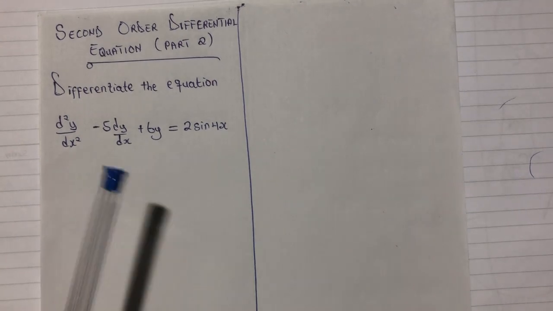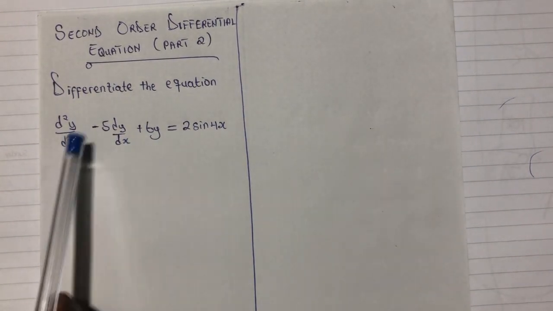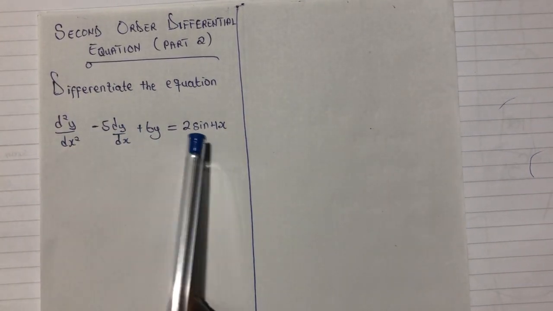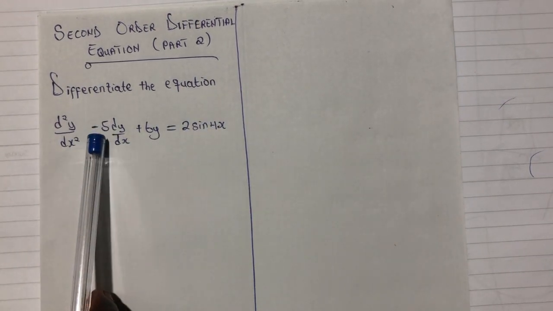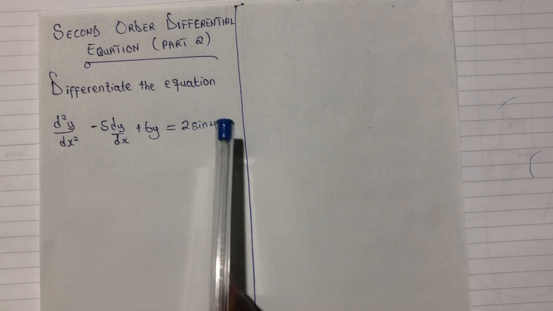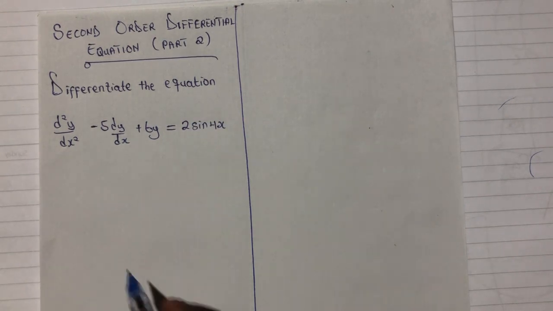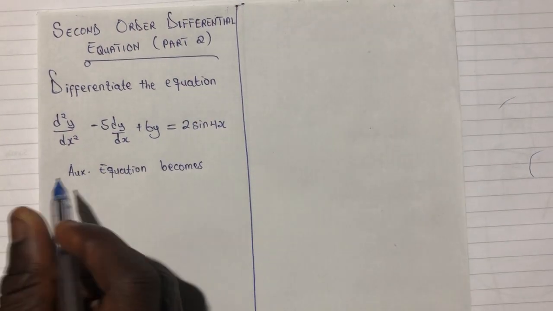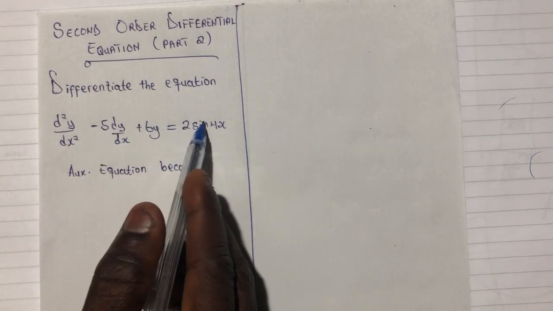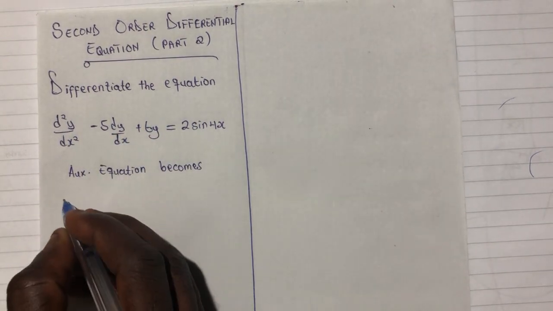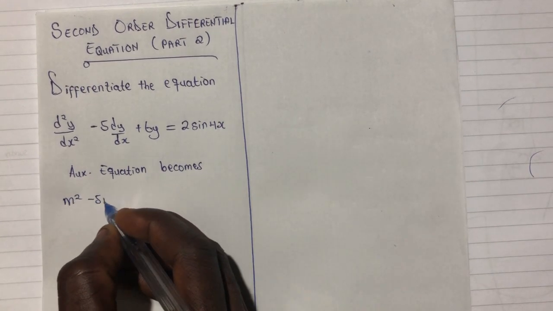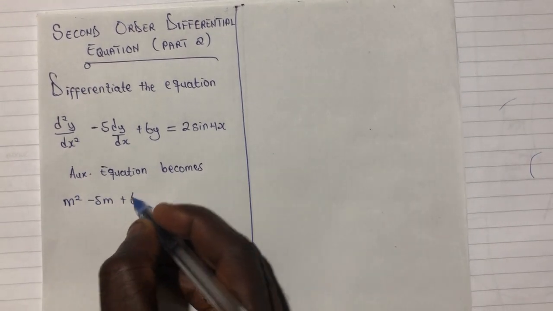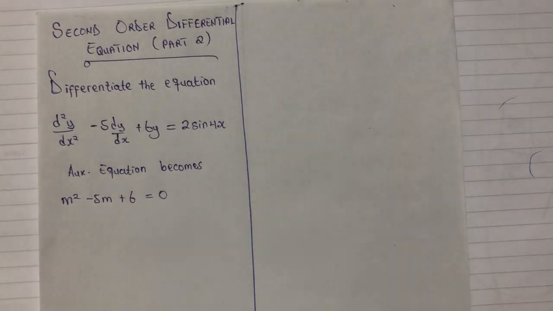Before we can work on the complementary function, which is the one on our left side, we need to assume that this side is 0. So we equate the complementary function to what? To 0. We need to find the auxiliary equation. We work only on this side and equate it to 0. So we have m squared minus 5m plus 6 equals 0.